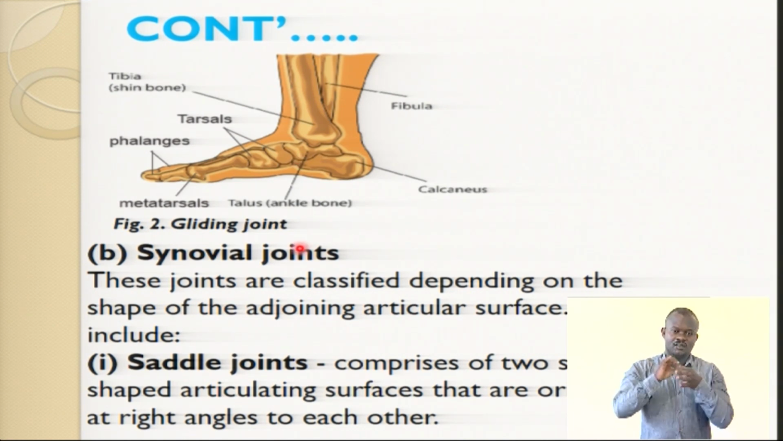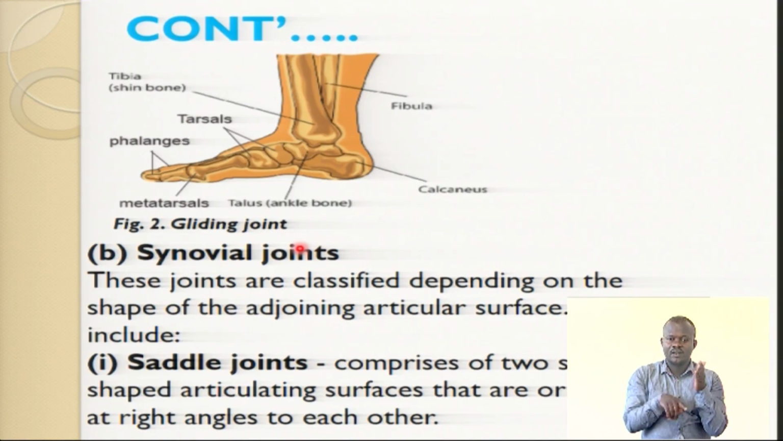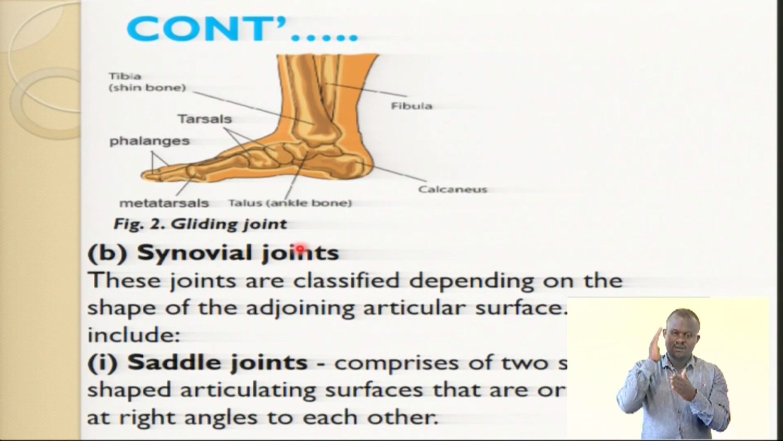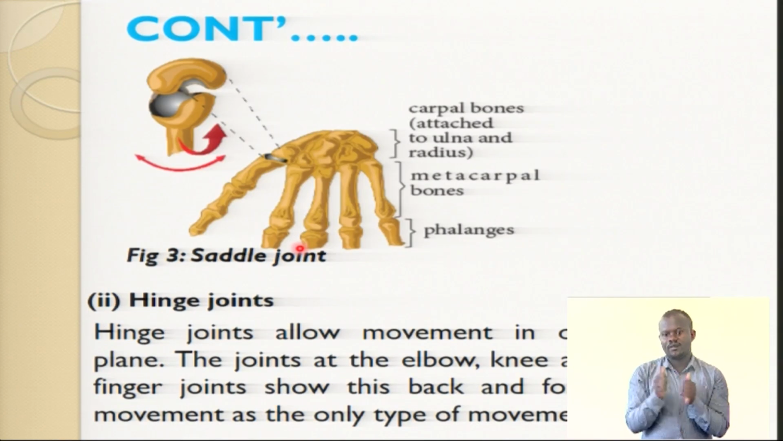These are joints that are classified depending on the shape of the adjoining articular surfaces. They include saddle joints, which are comprised of saddle-shaped articulated surfaces that are oriented at right angles to each other. See, this is the diagram of saddle joints. On the finger, these joints that are found here are called saddle joints.